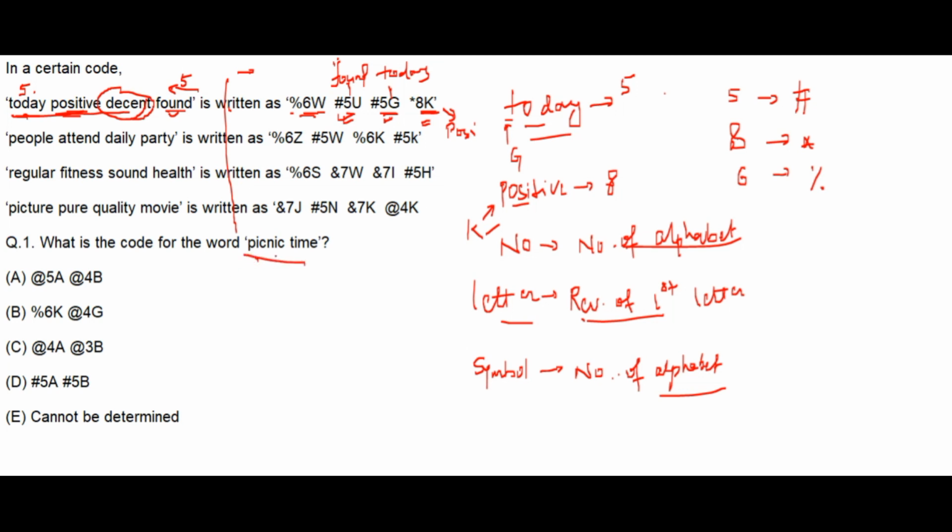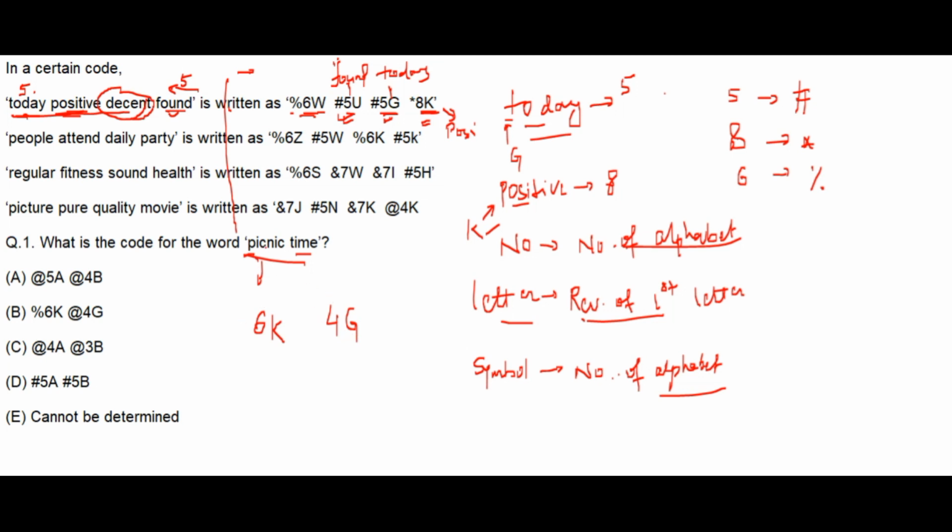So how many alphabets are there? You can see the number of alphabets is 6. And in "time" the number of alphabets is 4. Fine. So what is the reverse alphabet of P? K is the reverse alphabet of P. So the letter of the coded element will be K for the picnic. And what is the reverse alphabet of T? So tell me, G. This is the reverse alphabet of T. Now what will be the symbol of picnic and what will be the symbol of time?